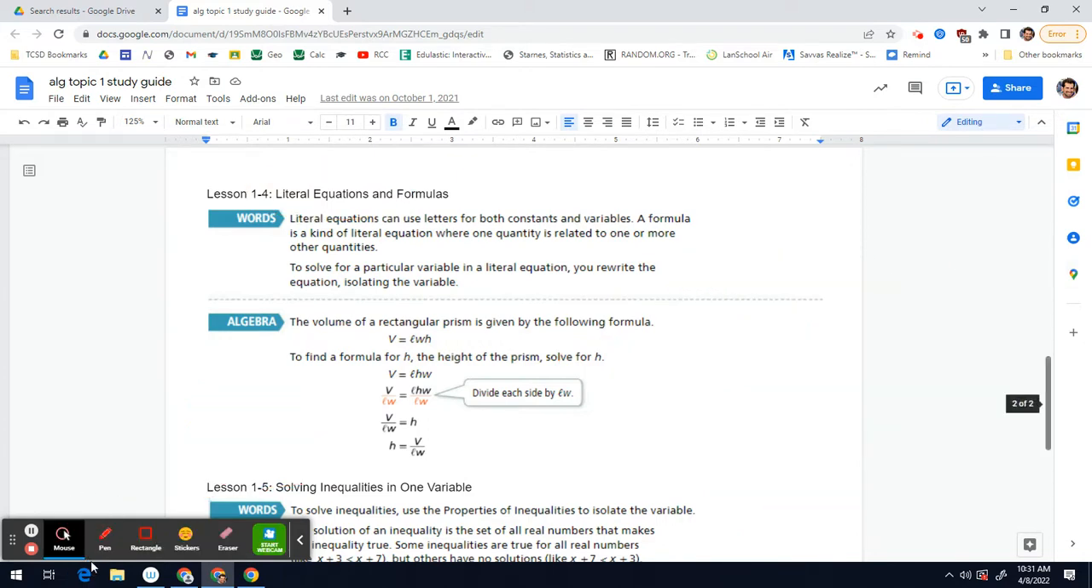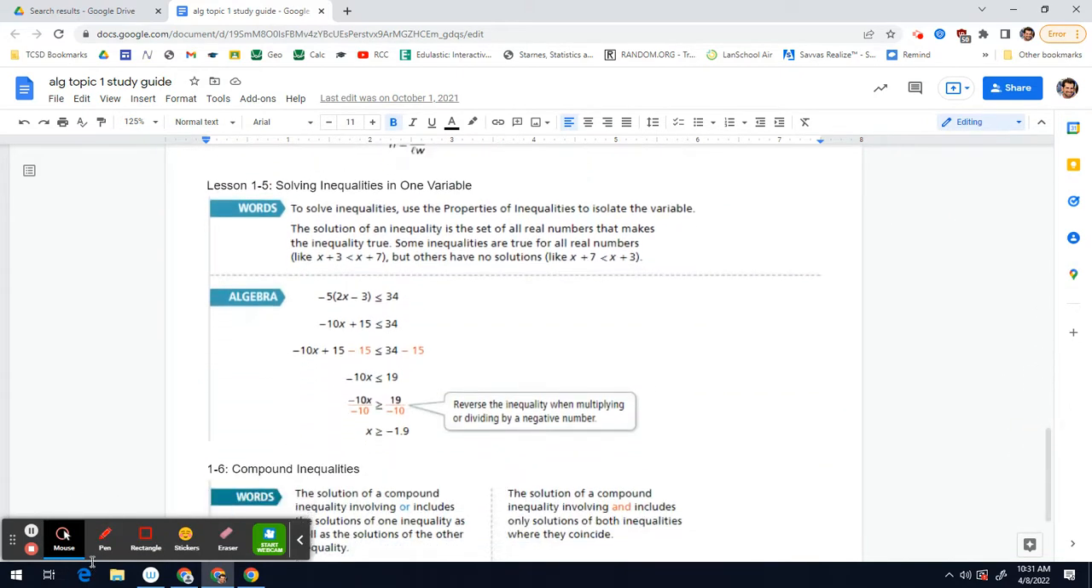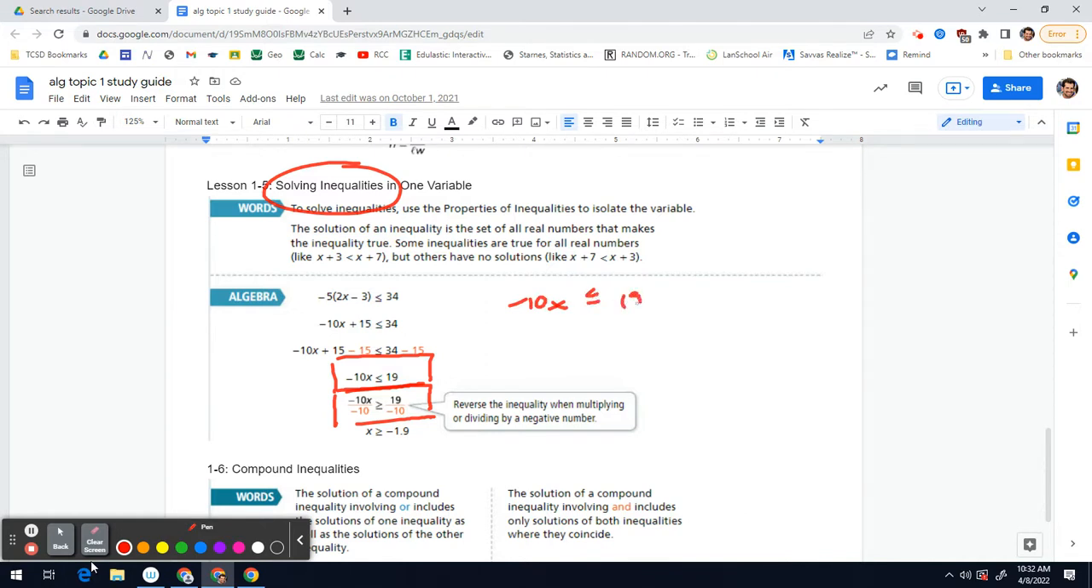Okay. And then we did linear inequalities. I don't think you'll see this, but if you do, remember that when you solve a linear inequality, if you divide by a negative like you do here, you must switch the inequality symbol. Okay? So here, right, this is negative 10x is less than or equal to 19.